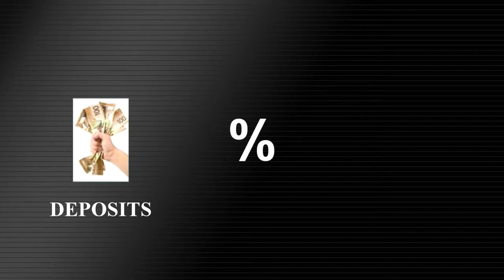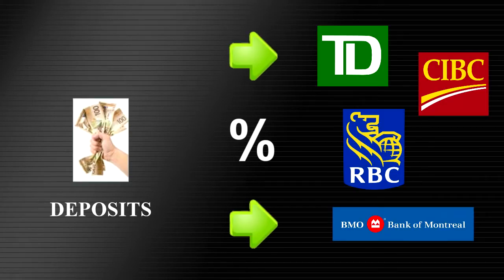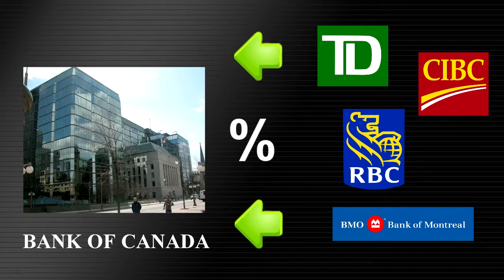The statutory reserves were a percentage of the deposits the banks received from the public that had to be redeposited on an interest-free basis with the Bank of Canada. Typically, the rate was around 8%.